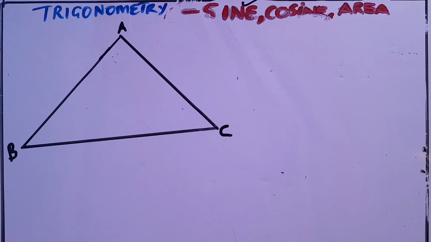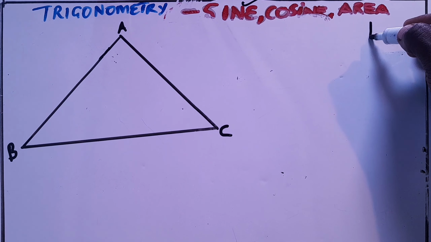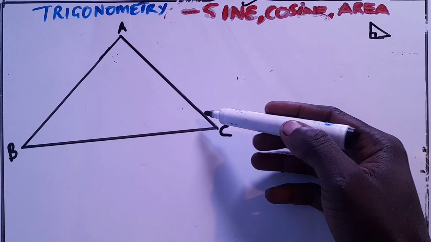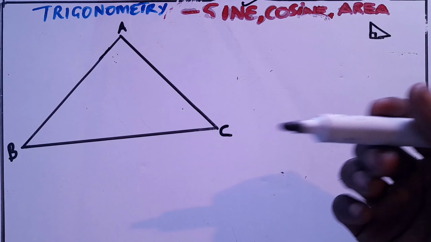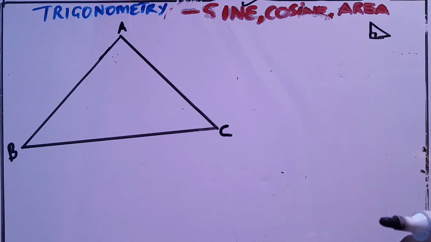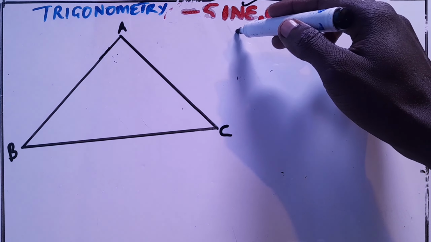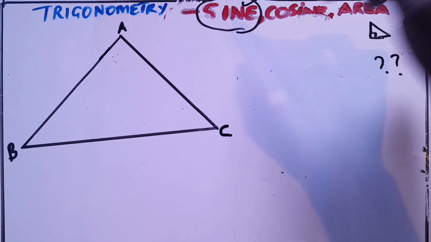So guys, the previous work was limited to right-angled triangles. But now we don't have right-angled triangles. As you can see, there's no right angle in these triangles. So what should we do now? Should we cry? No, we don't have to cry. We can use either the sine rule or the cosine rule. So now I'm going to teach you how to prove the sine rule first.